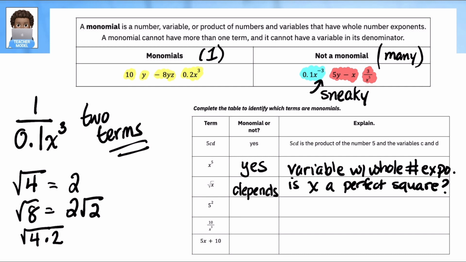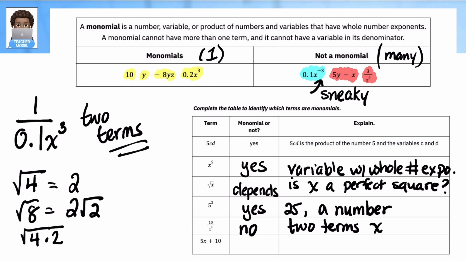All right, let's look at the next one, 5 to the 2nd power. Yes, it is. It would simplify to one term. It would just be 25, which is just a number. How about the next one, 10 divided by x to the third? No. There are two terms.